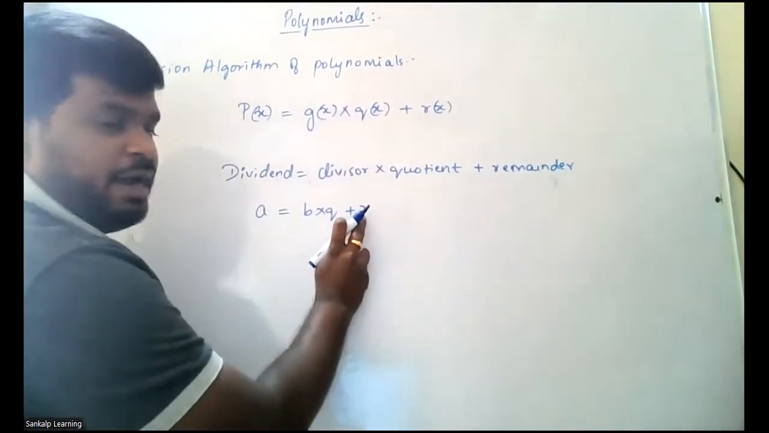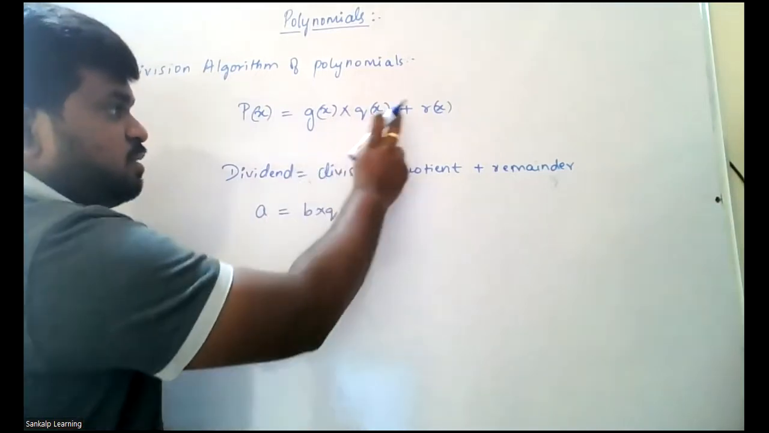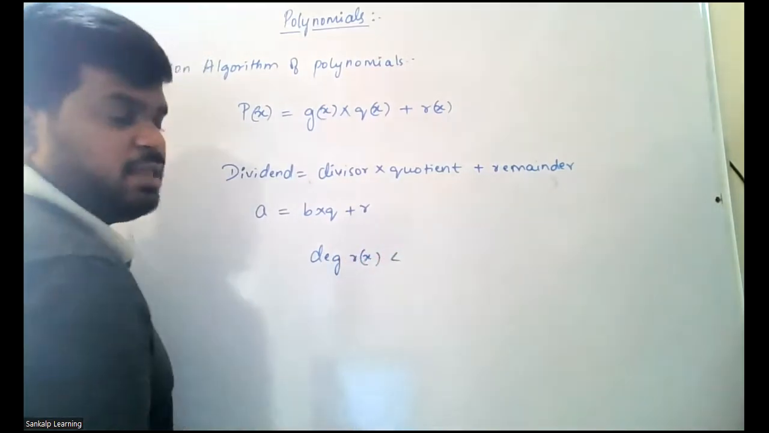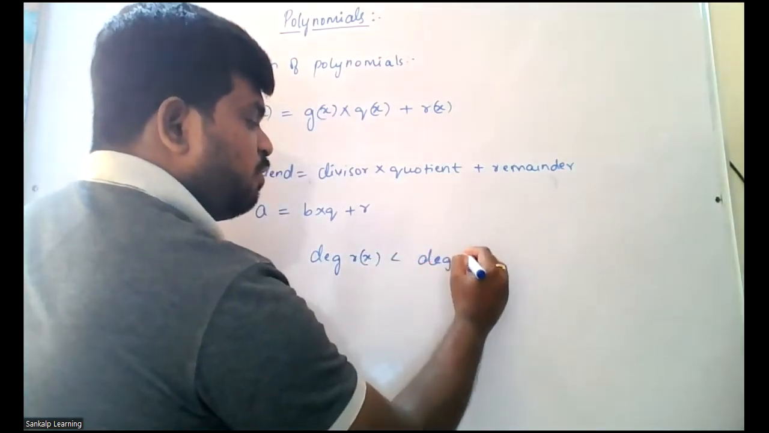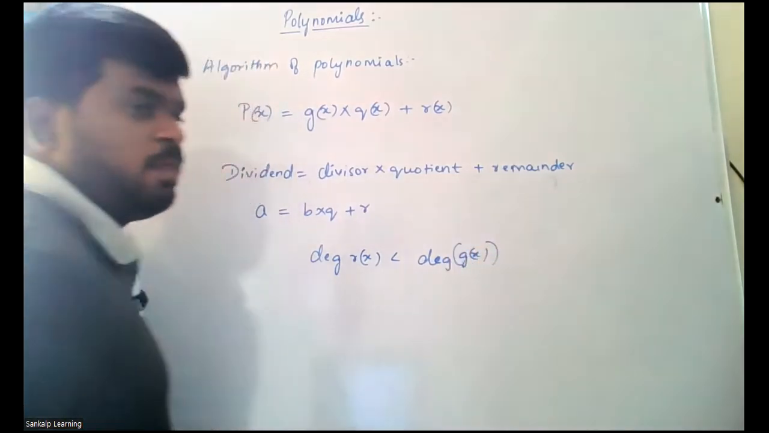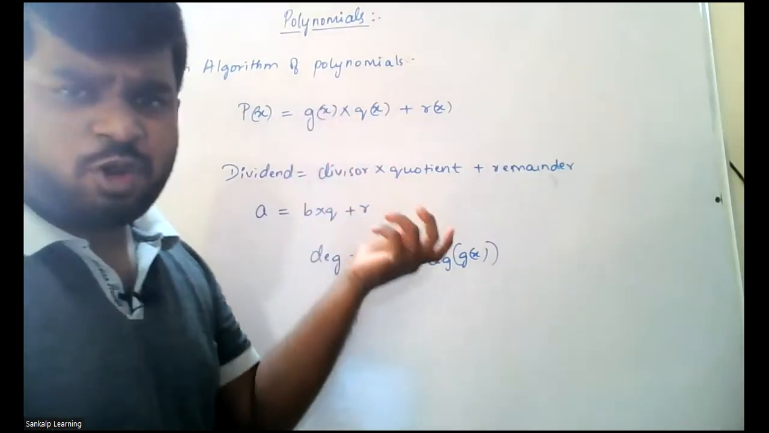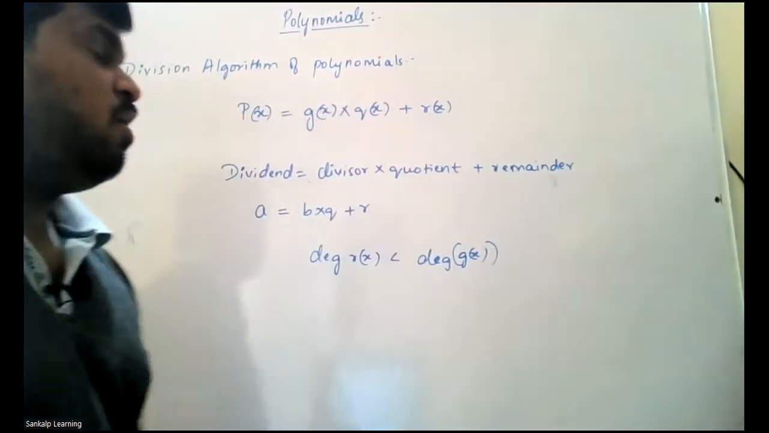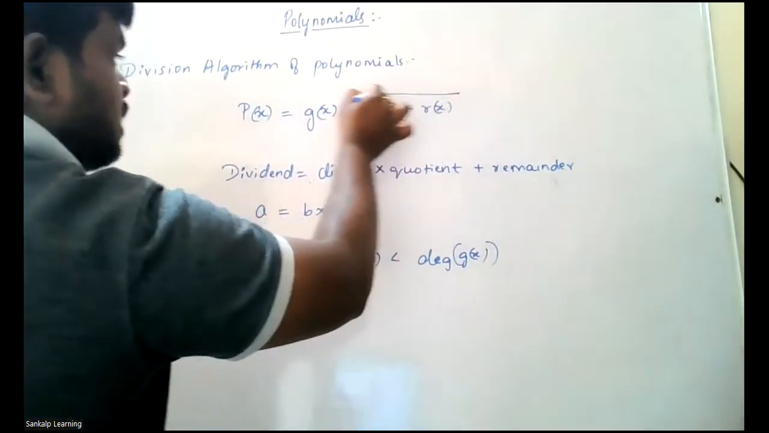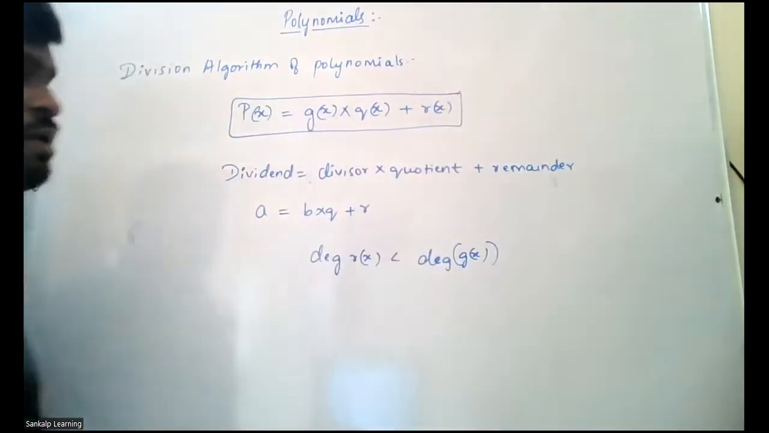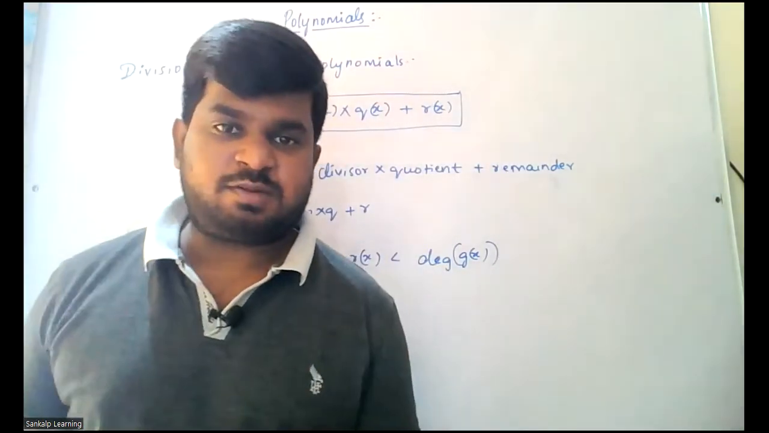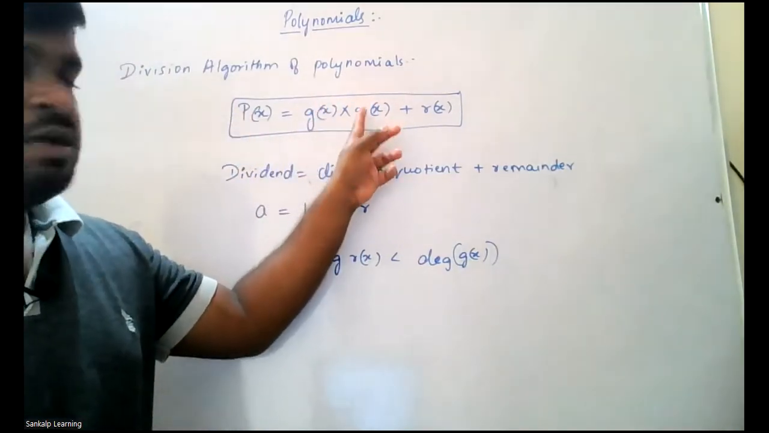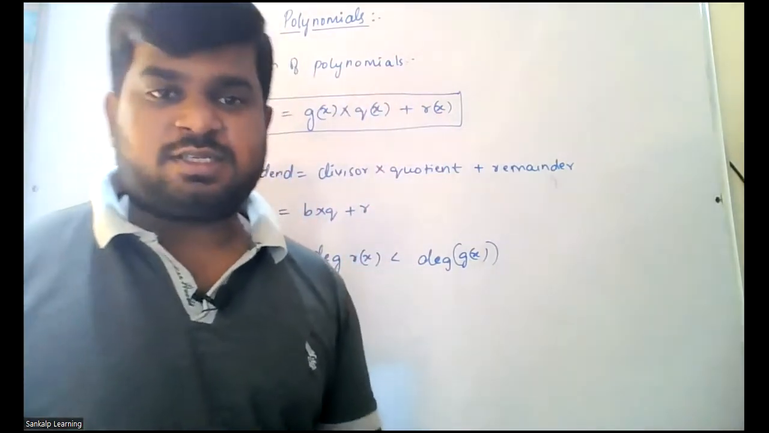And we also know that the remainder is always lesser than the divisor. Similarly here, the degree of the remainder is lesser than the degree of the divisor. Whatever the degree you got for G of x, the remainder will have less than that. So this is known as the division algorithm of polynomials. That is, dividend is equal to divisor into quotient plus remainder. Here we take dividend as P of x, G of x is our divisor, Q stands for quotient and R stands for remainder. R of x is a polynomial.